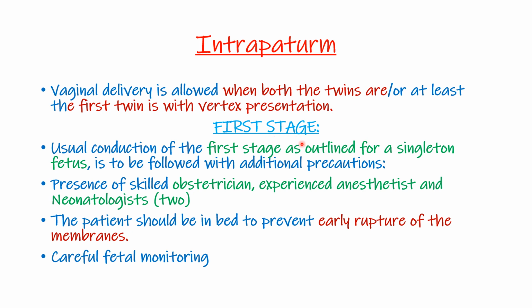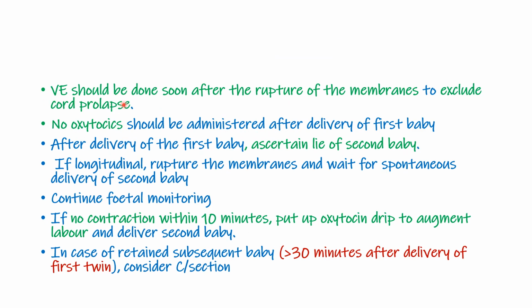During the first stage of labor, it just plays out like a singleton. So we will do the various steps of the first stage of labor and the second stage of labor. In addition to that, we'll also require skilled individuals, that is obstetrician, anesthetist, and neonatologist, because already we are having multiple gestations, so one could be overwhelmed in case the two need attention. Patients should be on bed rest to prevent early rupture of membranes. In addition to that, you do fetal monitoring. So VE should be done as soon as rupture of membrane occurs to exclude risk of cord prolapse. So cord prolapse is a complication of multiple gestation.